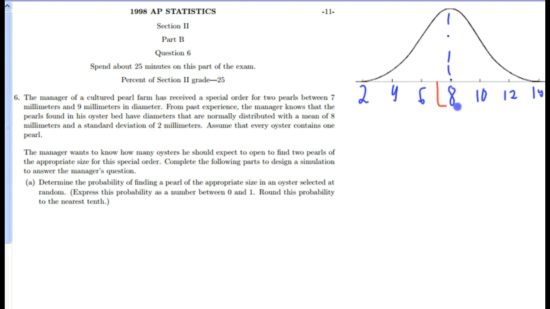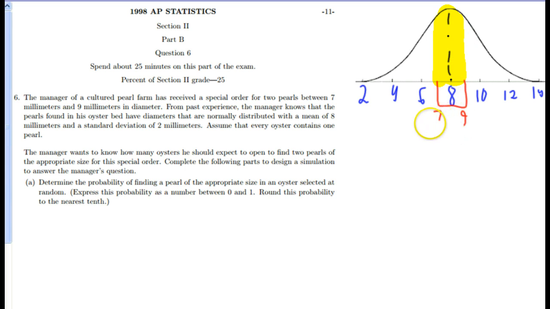So from 7 to 9, we're trying to find that area from 7 to 9. So you might shade in that area, like from here to here, which, even though that's not that much distance, less than about a half a standard deviation each direction, is in the height of this normal curve, so it's going to have quite a big percentage. Maybe not 50%, but maybe close to 50%.